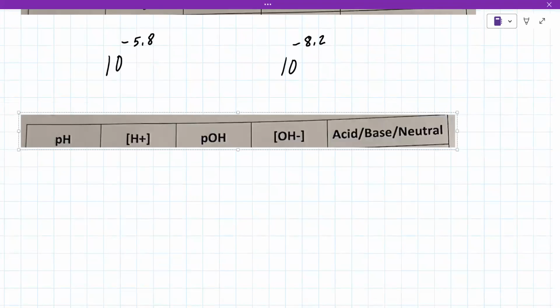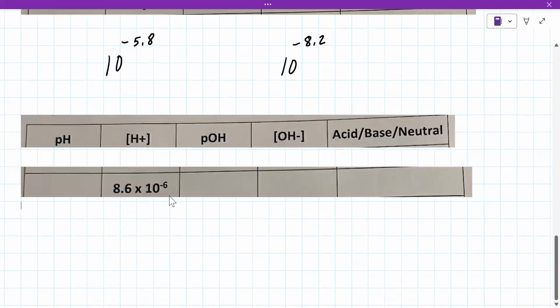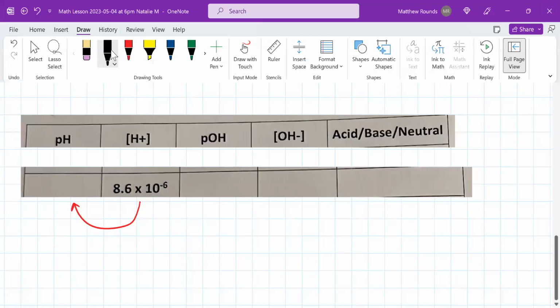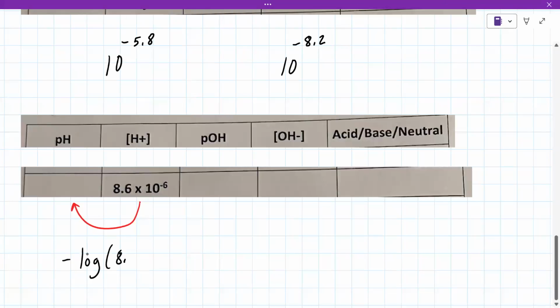And the next one I'm seeing is they just give you the H plus. So the only place you can go here is to the pH with the H plus. And it's the same formulas we're using. It's minus log of 8.6 times 10 to the minus 6.